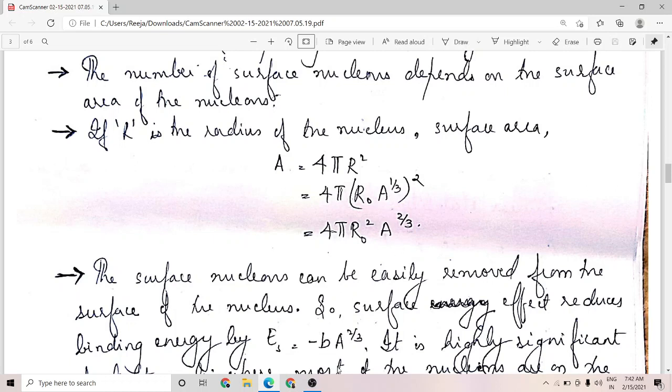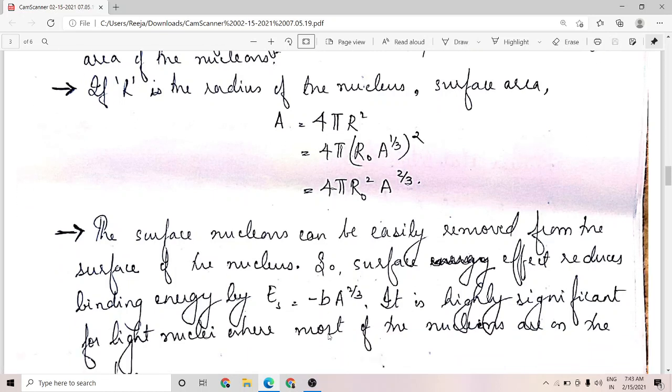Why is it given a minus sign? Because if the number of atoms on the surface increases, then those nucleons can be easily removed from the surface. So what is binding energy? The energy required to remove the nucleons from the nucleus. It is the energy required to disintegrate the nucleus. So if more nucleons are present on the surface, we can very easily remove those nucleons. So the surface energy term reduces the binding energy. That is why it is given with a negative sign.